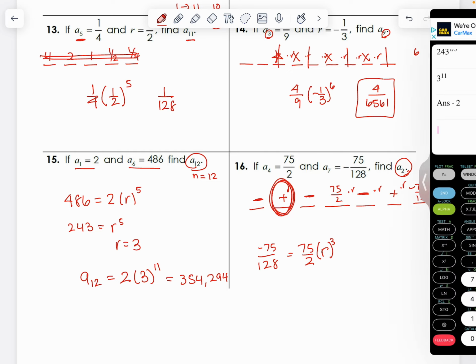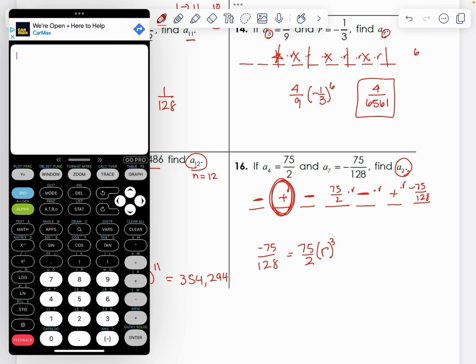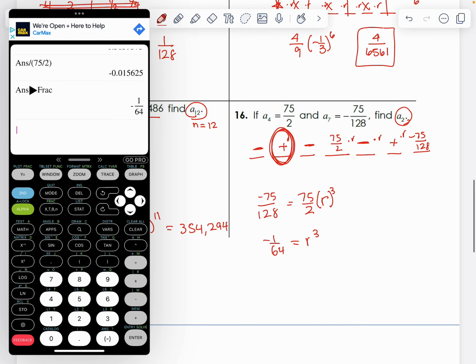Okay, so let's go ahead and substitute or divide. Now, negative 75 over 128 divided by 75 over 2, which is really just multiplying by the reciprocal, should just give me negative 1 over 64, equals R cubed. Now I want the cube root of this, but really you're just focusing on your denominator because that's what you're really taking the cube root of, so I end up with negative 1 over 4 as my R value.